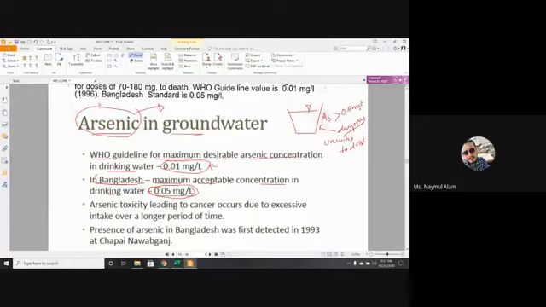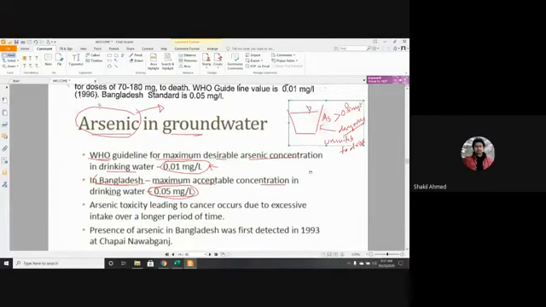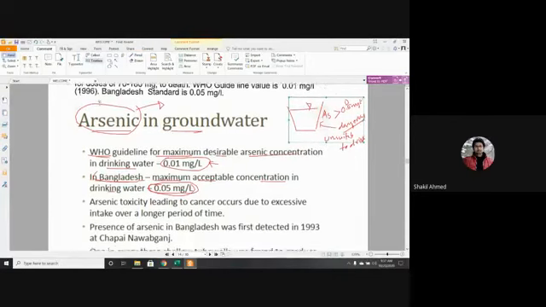Yes, sir. Sir, is it 0.5 or 0.05? According to the WHO guideline, this is, oh sorry, this is 0.05. I'm sorry, it's a typo. Whatever it is, let's cut it down. This is 0.05 milligram per liter.